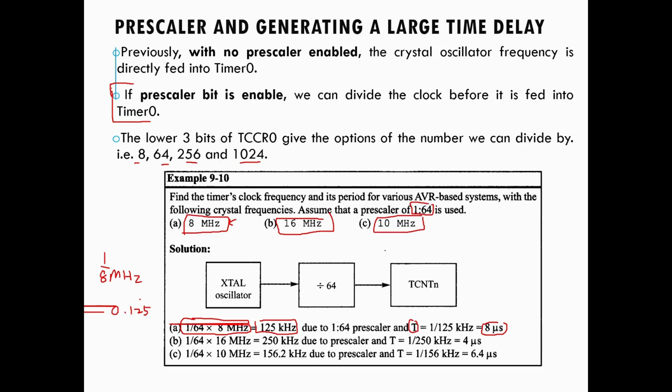Okay, 0.125 microsecond. So now instead of your clock taking every 0.125 microsecond, you increase the time to 8 microseconds, so it is slower. Okay, we want to make it slower, so you get 8 microseconds. Same as if you have 16 megahertz and you prescale it using 64, you will get 4 microseconds. So it is much slower.